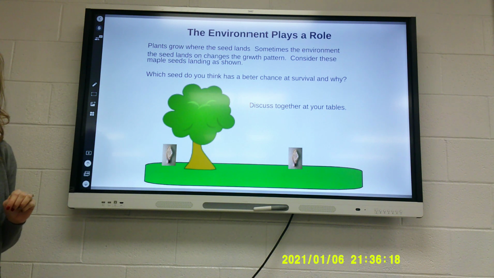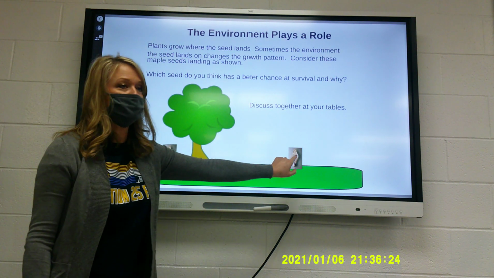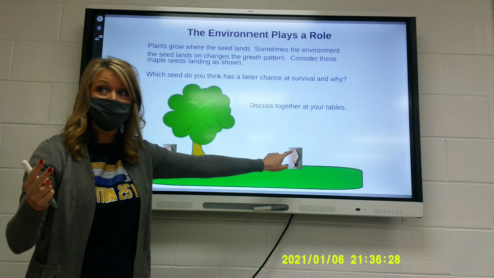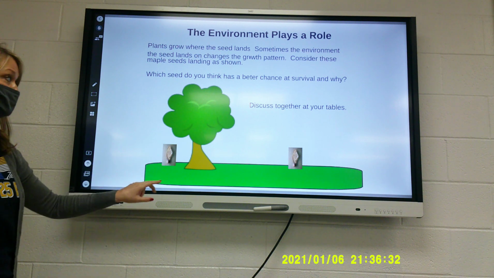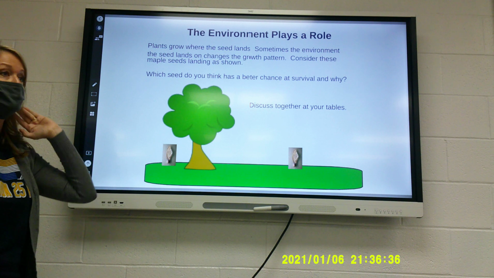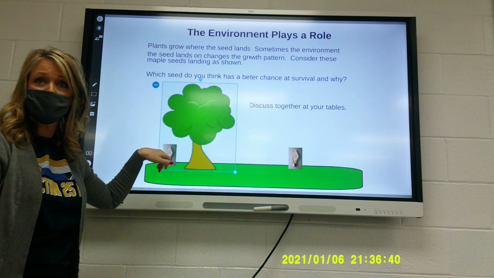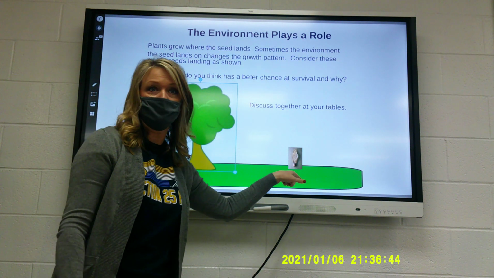The right one. Why? Because it has more sunlight. There's not other plants blocking the sunlight. Very good. This seed over here isn't going to have competition for water, sunlight. This one is going to have a lot of competition for water and sunlight because this mature tree is going to suck all the water out of the ground. It's going to get all the sunlight, and it's actually casting shade over this one. So this one is going to have a much better chance of survival.